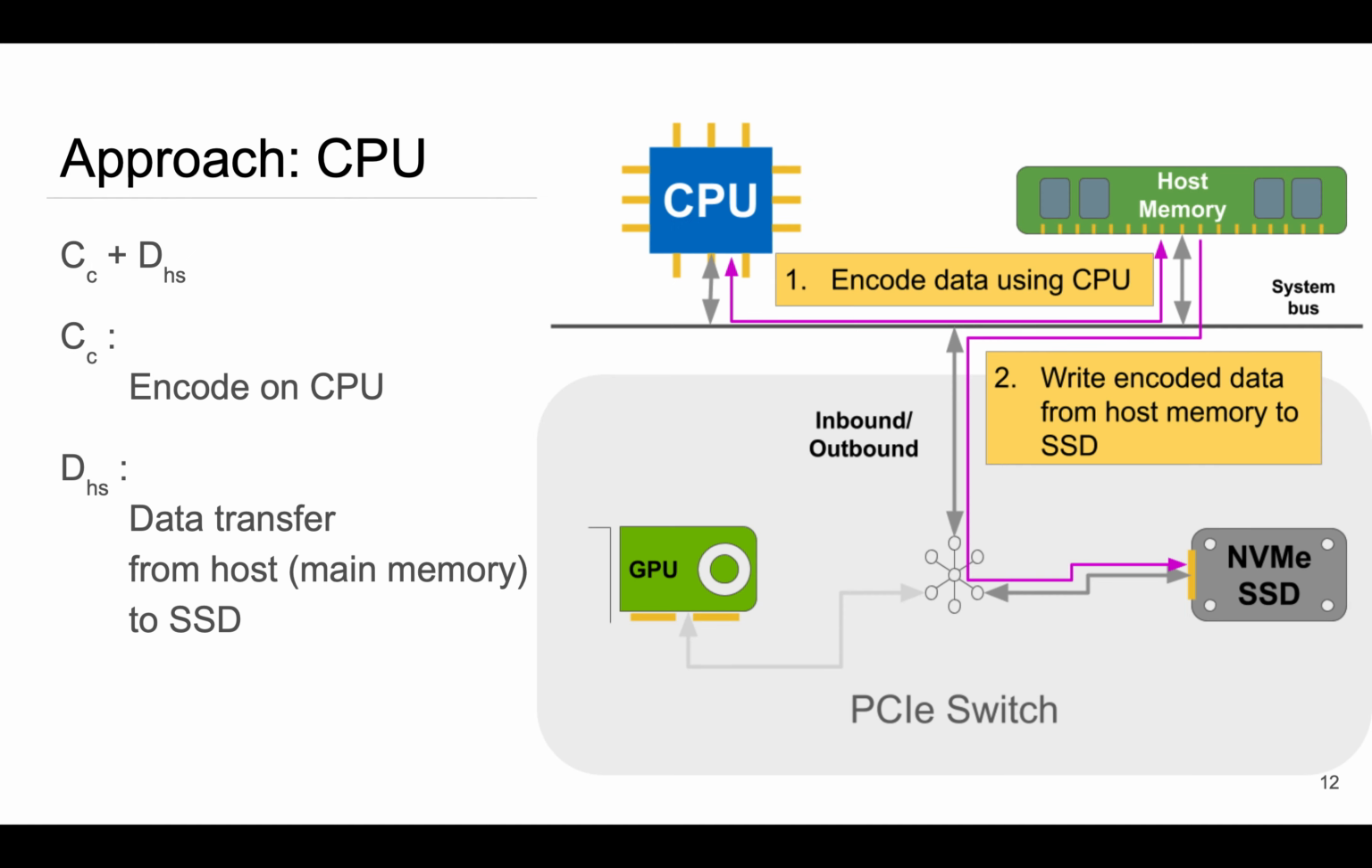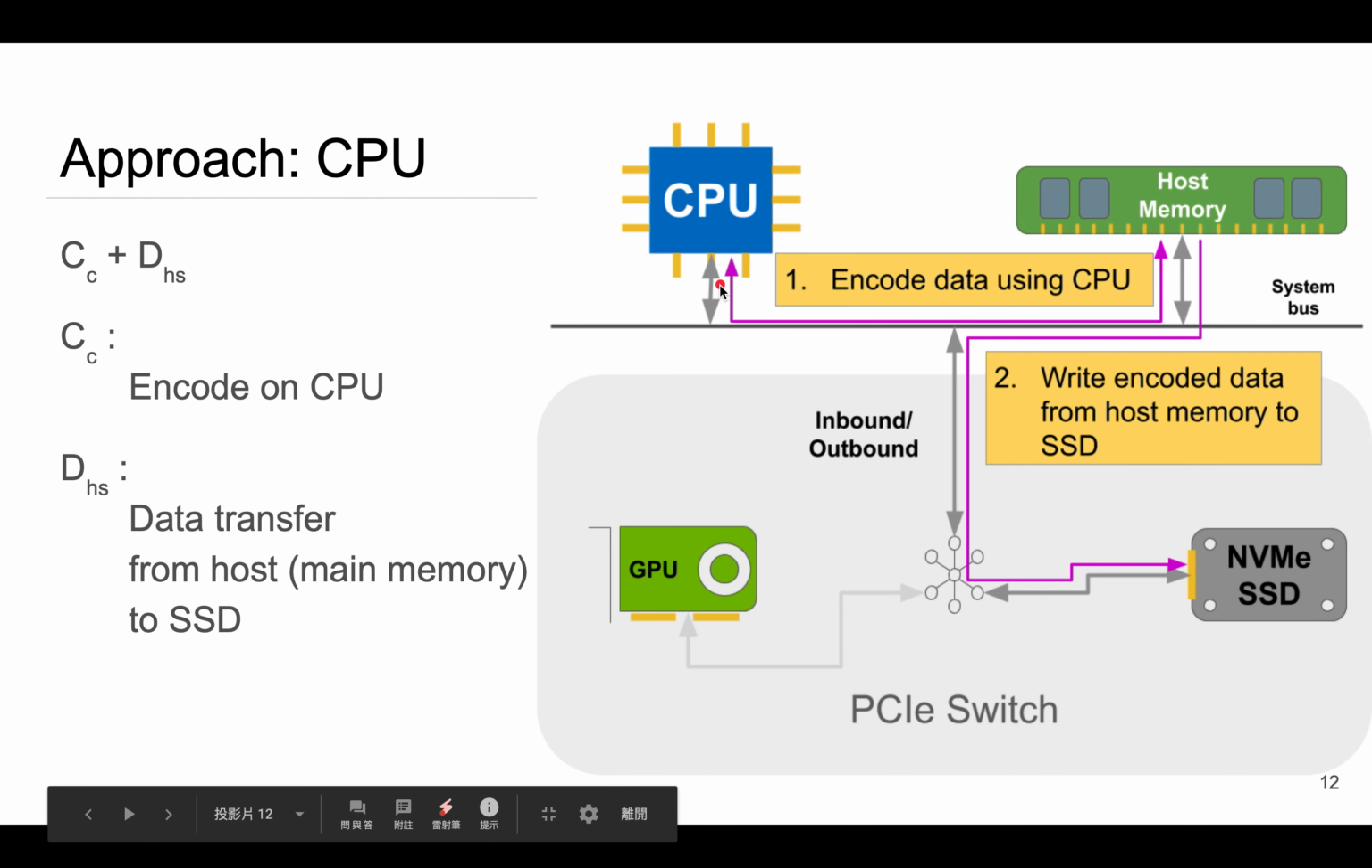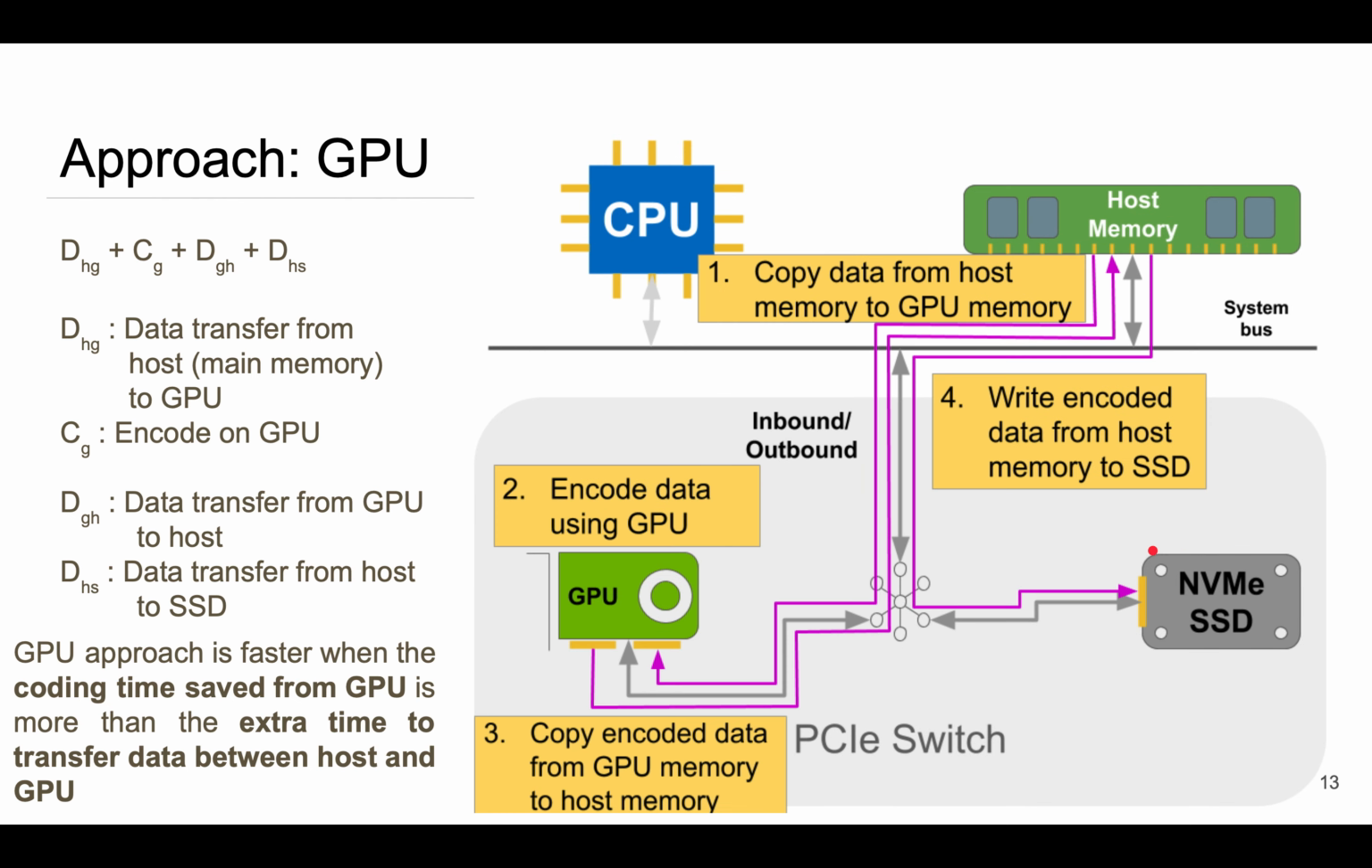In the CPU approach, CPUs directly access the file in host memory and write the encoded data to storage devices like SSDs. So its I/O time only consists of the coding time on CPUs and the data transfer time from host memory to I/O device. In comparison, the default GPU programming technique requires the programs to move data between devices through host memory. So the GPU approach must first send the data from host memory to GPU for encoding, then send the data back to host memory before writing it to SSD.